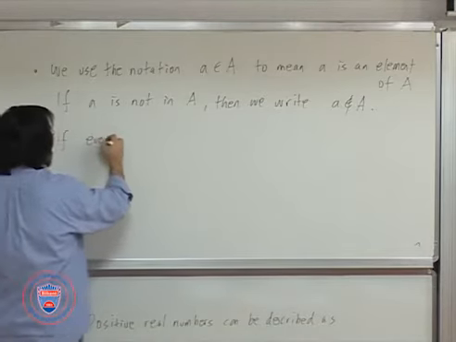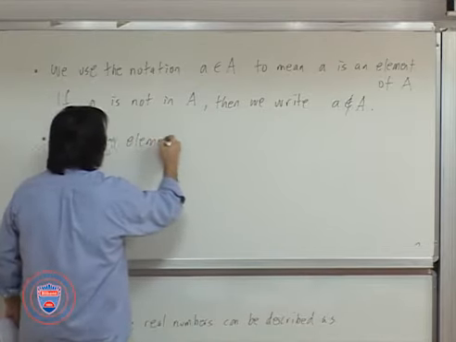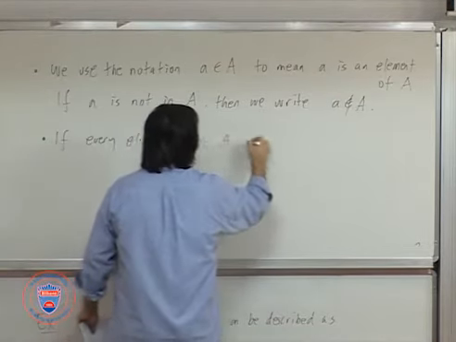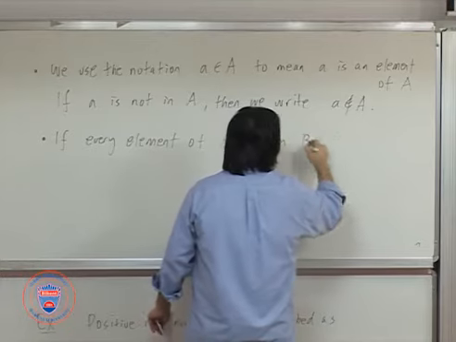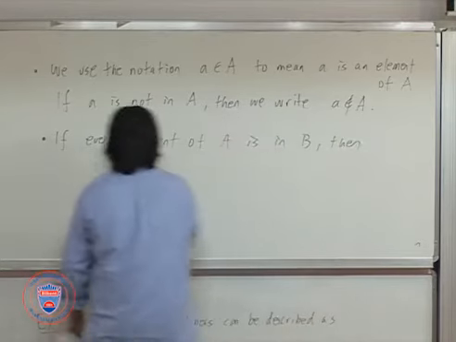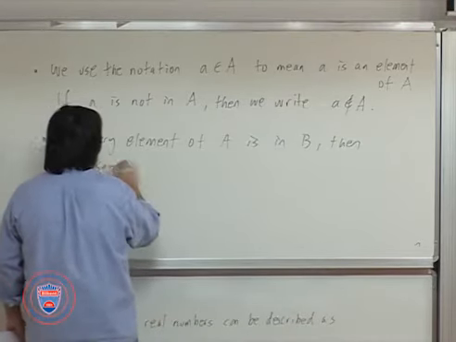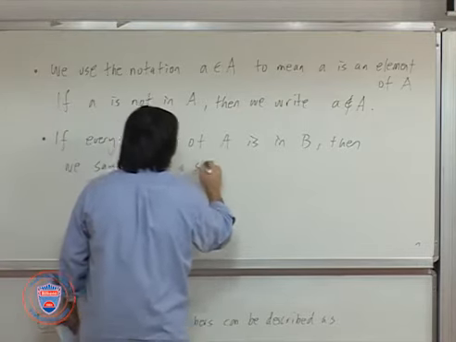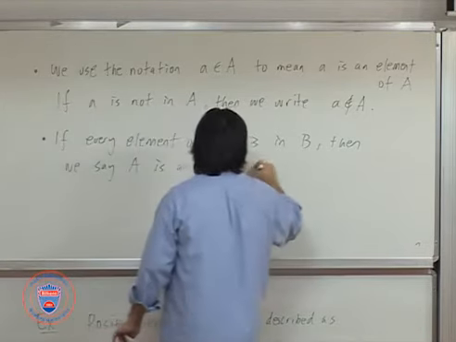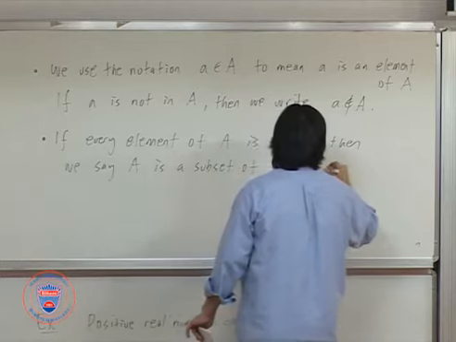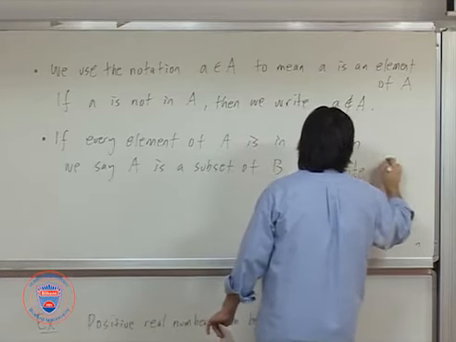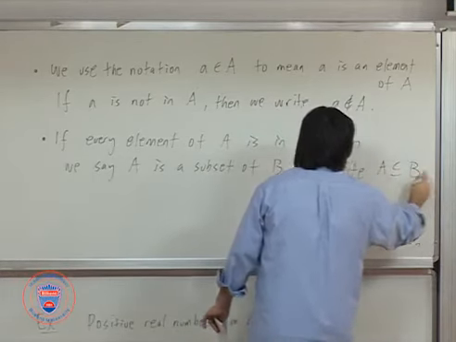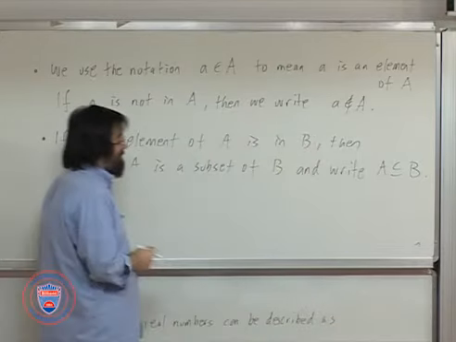Okay, so if every element of A is in B, then we say A is a subset of B, and write A ⊆ B. So this is the notation for being a subset.